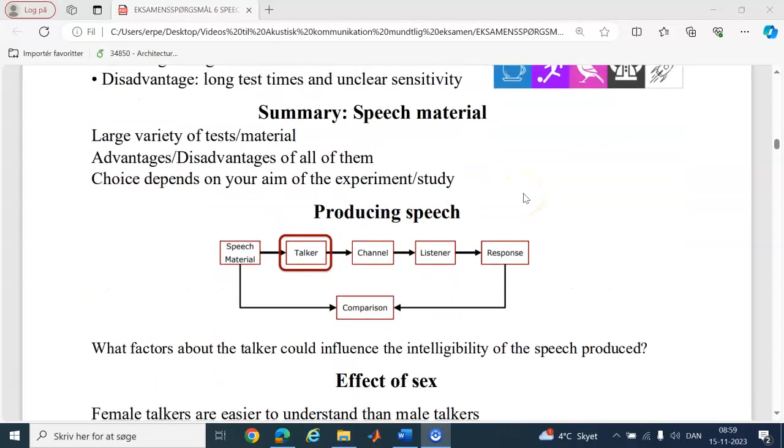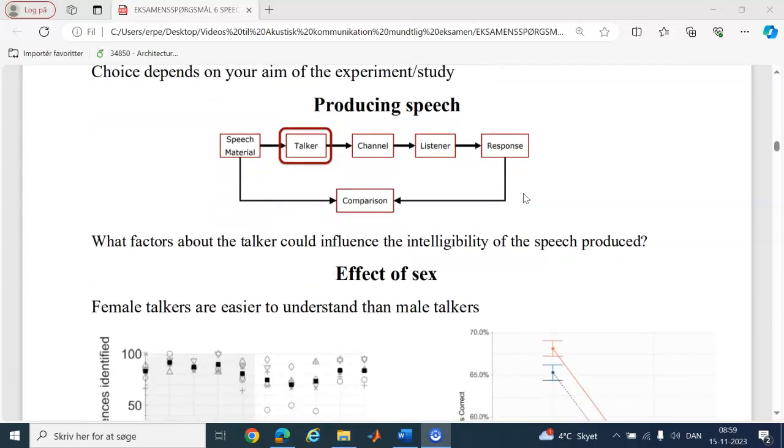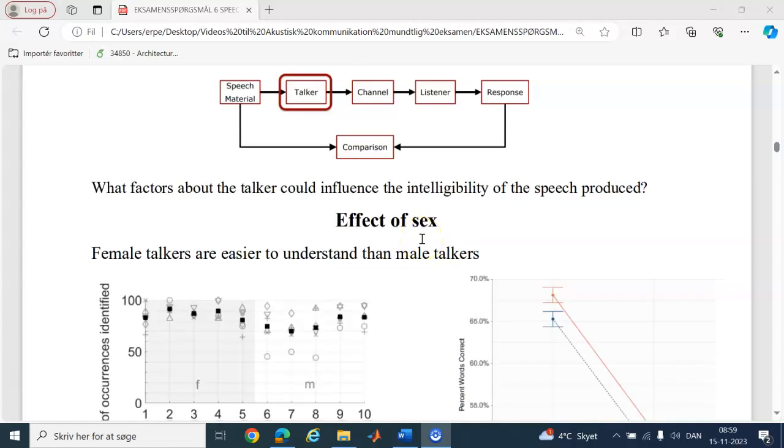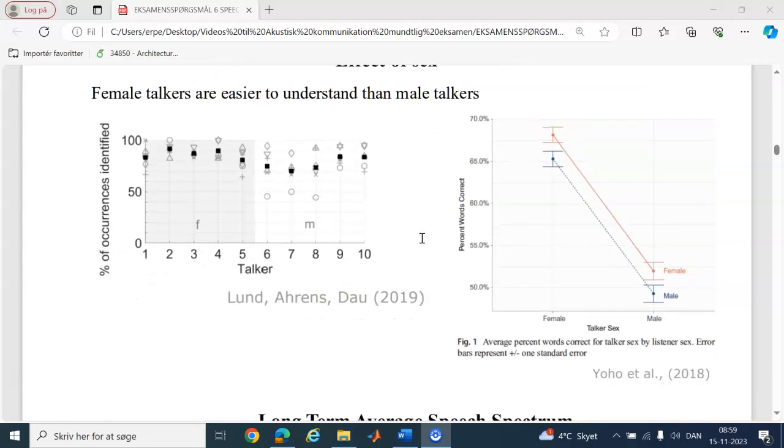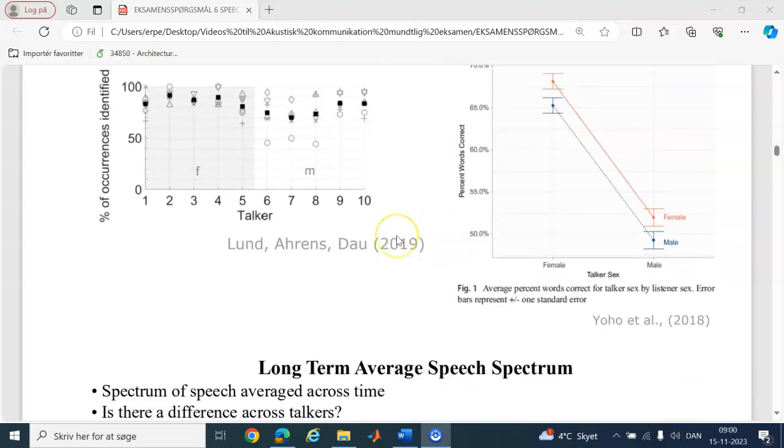Producing speech. That means the talker. What factors about the talker could influence the intelligibility of the speech sound? For instance, the effect of sex. Female talkers are easier to understand than male talkers. It shows on the graph here. The red female is higher in percent words correct than the blue male. There is a significant difference on this graph.